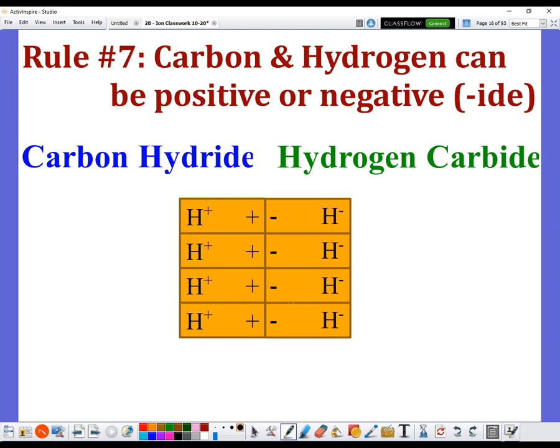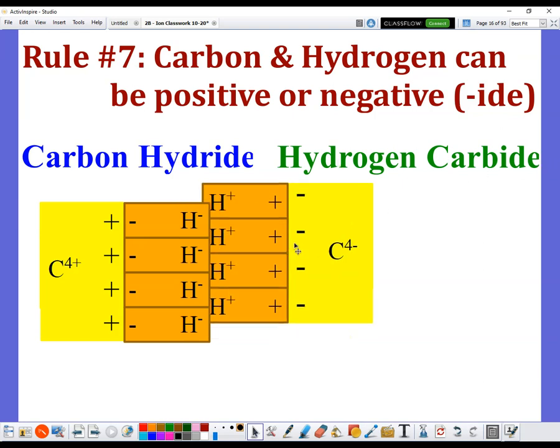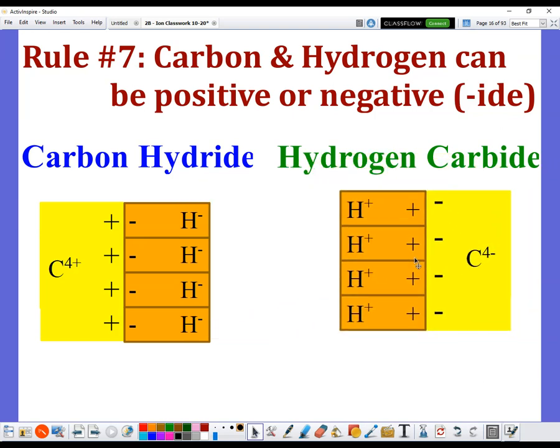Rule 7, carbon and hydrogen can be positive or negative. You've got 2 different versions here. We've got carbon hydride and hydrogen carbide. So what's the difference? The difference is the ides are negative. So this carbon hydride, well, that means the negative hydrogens are going to go there. And hydrogen carbide means that negative carbons go there. And that takes care of our various rules.